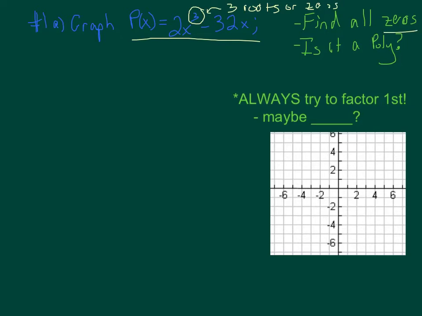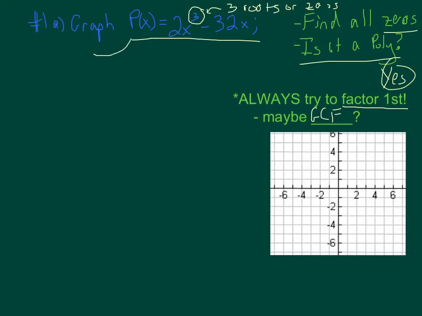Now, I also want you to ask the question, is it a polynomial? Well, are there any variables in the denominator? Nope. So we would say yes, it is a polynomial. No negative exponents, no variables in the denominator, only one variable. Definitely a polynomial. I want you to find the roots, and I want you to try factoring first. Maybe there's a GCF that you can pull out. That's what you should always look for.